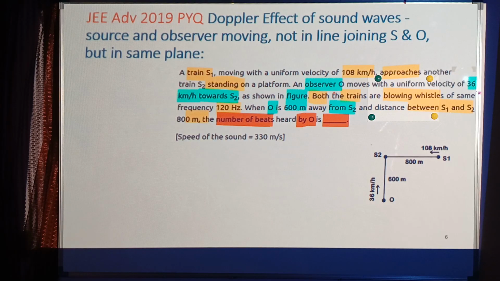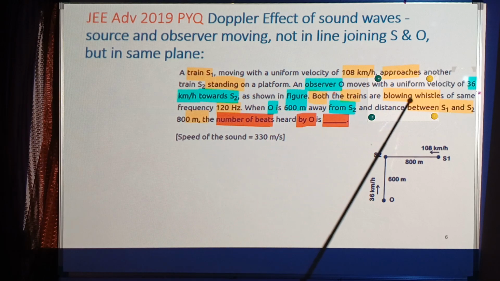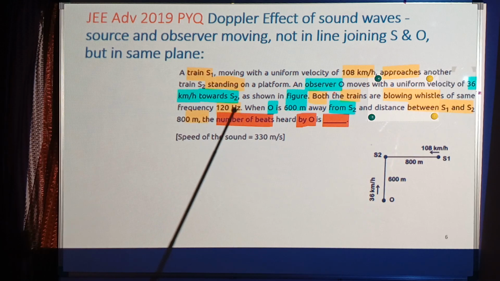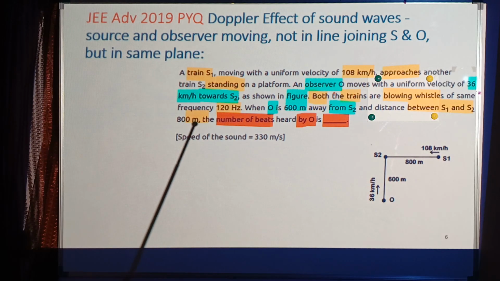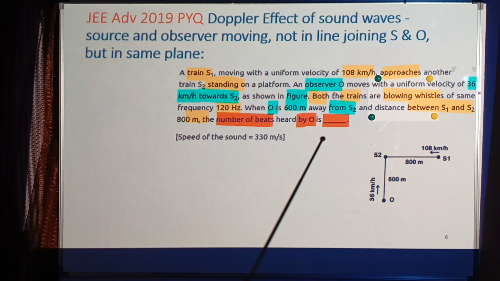This is the question. You can read it. A train S1 moving with uniform velocity 108 km per hour approaches another train S2 standing on a platform. An observer moves with uniform velocity of 36 kilometers per hour towards S2 as shown in the figure. Both the trains are blowing whistles of the same frequency 120 Hz. When O is 600 meters away from S2, the distance between S1 and S2 is 800 meters. The number of beats heard by O is dash.